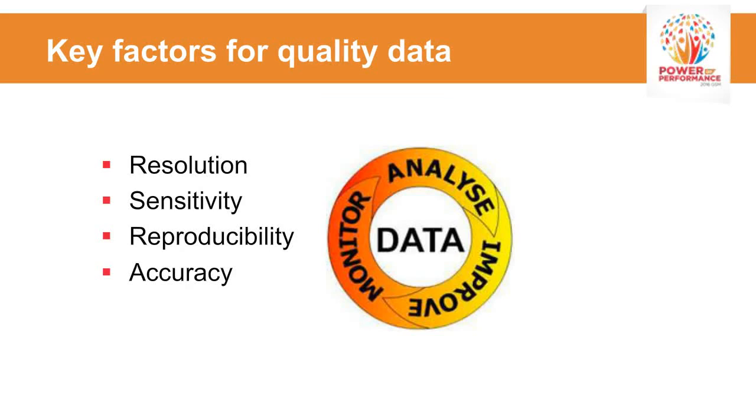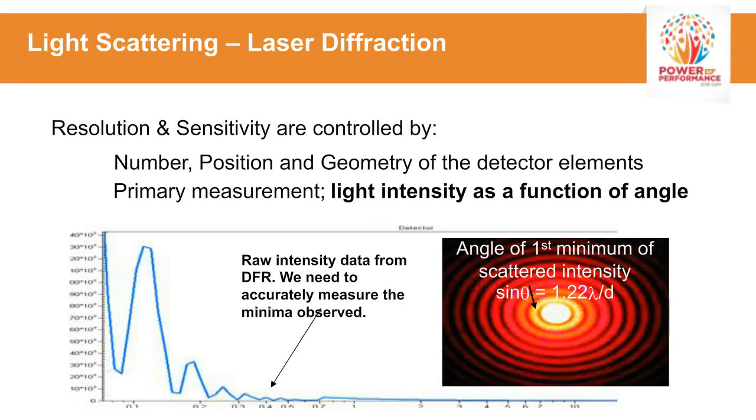We'll discuss here and show some data for resolution and sensitivity, and how they affect reproducibility and accuracy. We'll be showing some data and some additional slides, also the results on 114Q. Resolution and sensitivity is very important. It's controlled by the geometry, the number, and the position of the detector elements I mentioned earlier. We have a 126 detector diode array. What you need to really define is this raw intensity data as pictured in the graph.